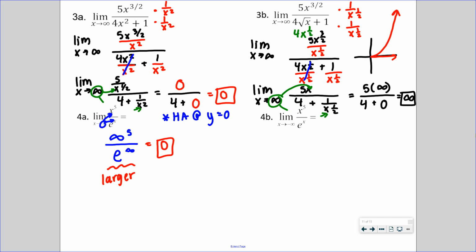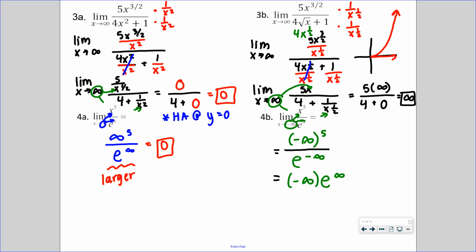Again, I have that same equation. I have that x to the 5th over e to the x. But now I'm looking as x approaches negative infinity. So if I were to direct substitute negative infinity to the power of 5, that's going to go off to negative infinity. But if I have e to the power of negative infinity, I'm like, exponent properties. I could bring e to the negative power up to the numerator, and it becomes e to the positive power.